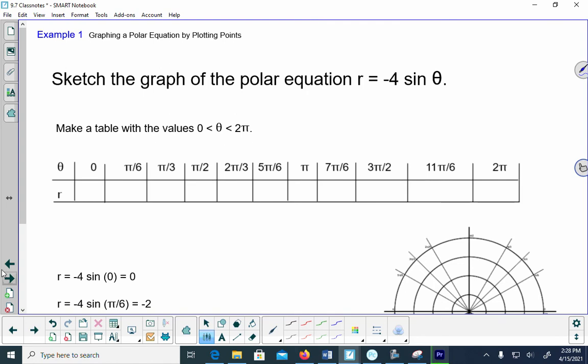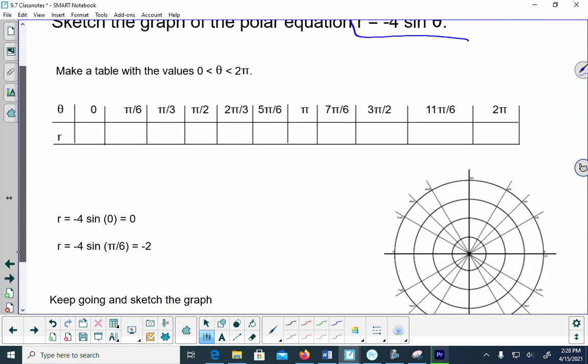I am going to plot the points. So I'm going to make a table, and I'm usually going to pick values that I know from my unit circle so that it will make the work go a little bit faster. I'm looking at my equation, which is R is equal to -4 sine theta. Remember, my input is my theta, my output is my R. So I am going to pick values for theta that I know: 0, pi over 6, pi over 3, pi over 2. I skipped pi over 4. You can do pi over 4, but I didn't.